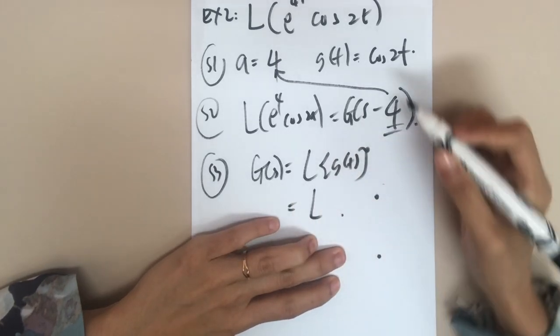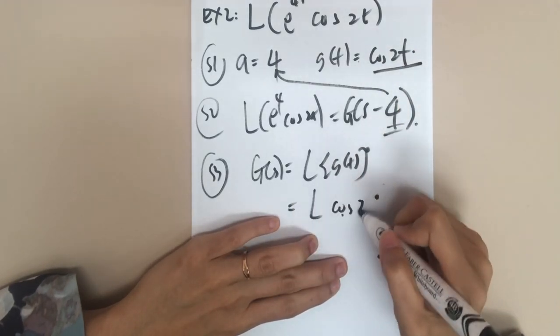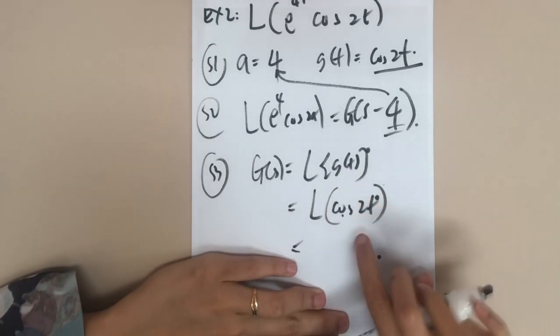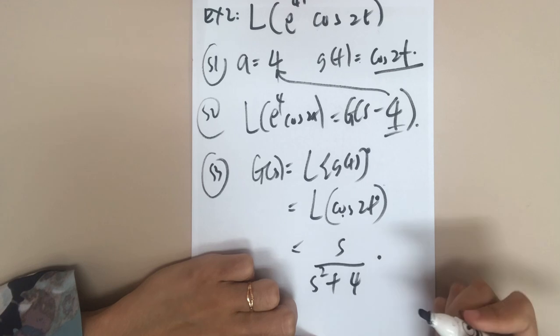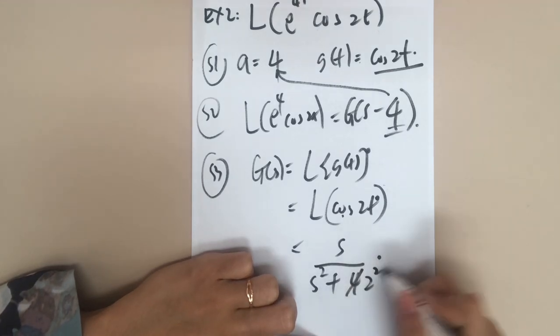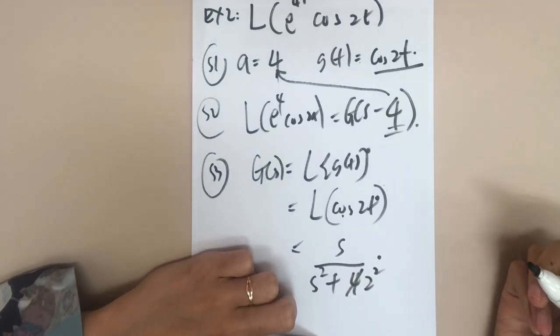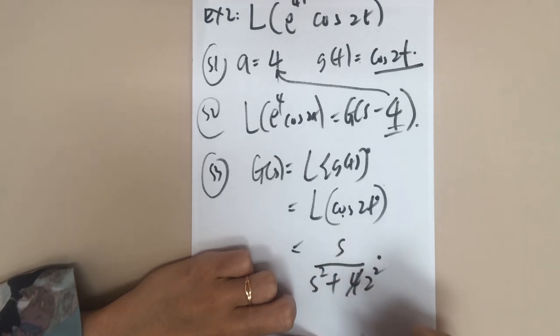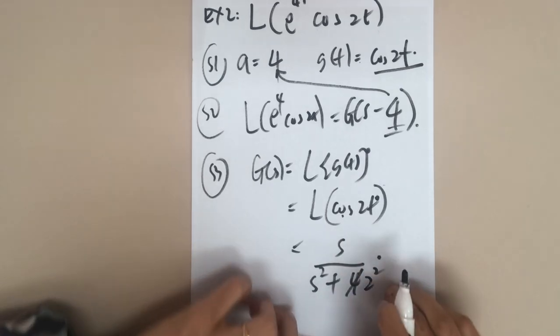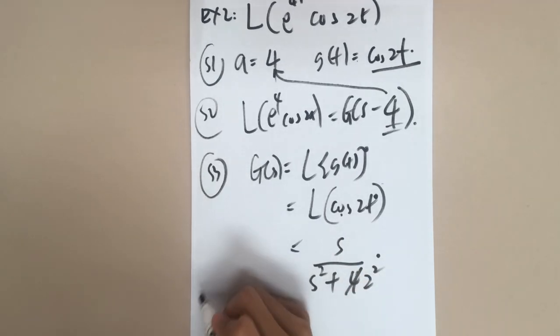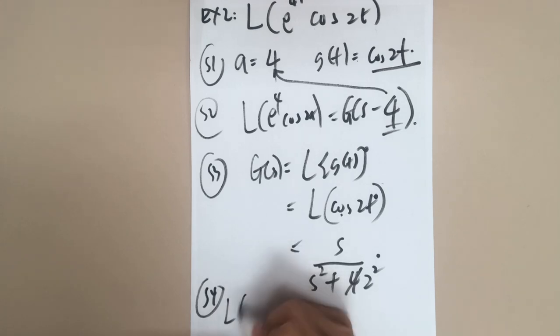So what is your g(t) just now? Cos 2t. By using the table, the answer here must be S over S square plus 4, or S square plus 2 square if you want to make it in that format. So this is step number 3. Step number 4 is your final answer.